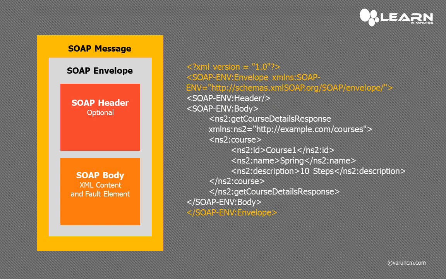So this is an example of a SOAP message. Here you could see that I have started with the envelope and then I have the header. Here I haven't mentioned anything inside the header, so I just have it as a single tag with a slash. And then I have the body, that is the SOAP body, which contains the course detail response and the details of the course mentioned there. So ID is course 1, name is Spring, and the description I have given as 10 steps here. So this is just a small message which would be passed.